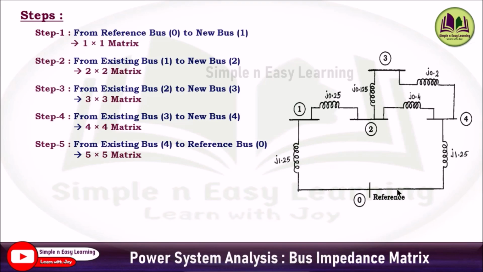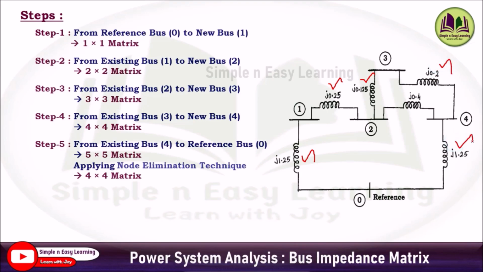So at this point you got a 5 cross 5 matrix, but this problem consists of only 4 buses. So the final matrix is of order 4 cross 4. In order to reduce the 5 cross 5 matrix to a 4 cross 4 matrix, we are applying the node elimination technique and the matrix becomes 4 cross 4. So up to 5 steps, we considered this reactance, this one and this one and this one. So this reactance is left over.